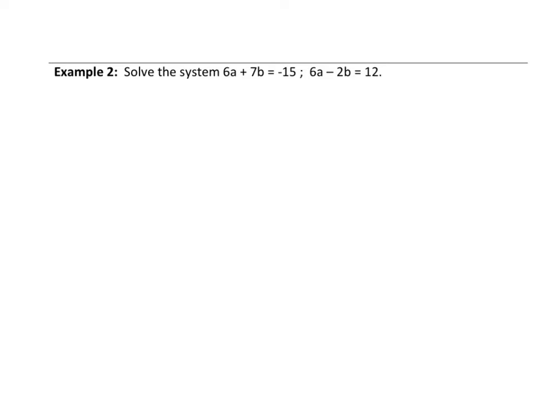All right, so example number 2, let's write it down. We have 6a plus 7b equals negative 15. And I'm going to add that equation to 6a minus 2b equals 12. Now I have a little bit of a problem because when I add these two together, I'm going to get 12a, and I'm not going to have them eliminated. So again, you're lining up your variables. You have the a's here, the b's there, and your constants. The goal is to be able to add these equations together and eliminate one of the variables.